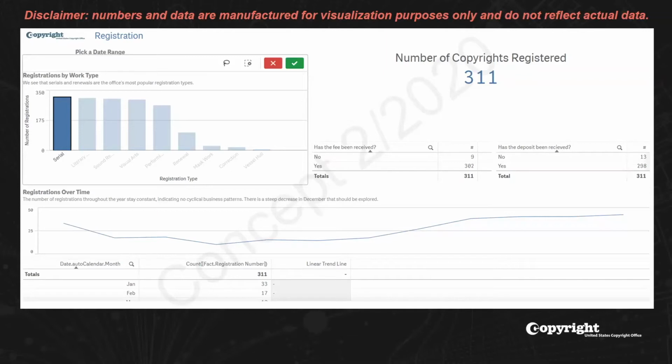Just to let the viewers see that this is test data. This is not the actual data. This is test data to show how the visualization or how the data can be used for our benefit.